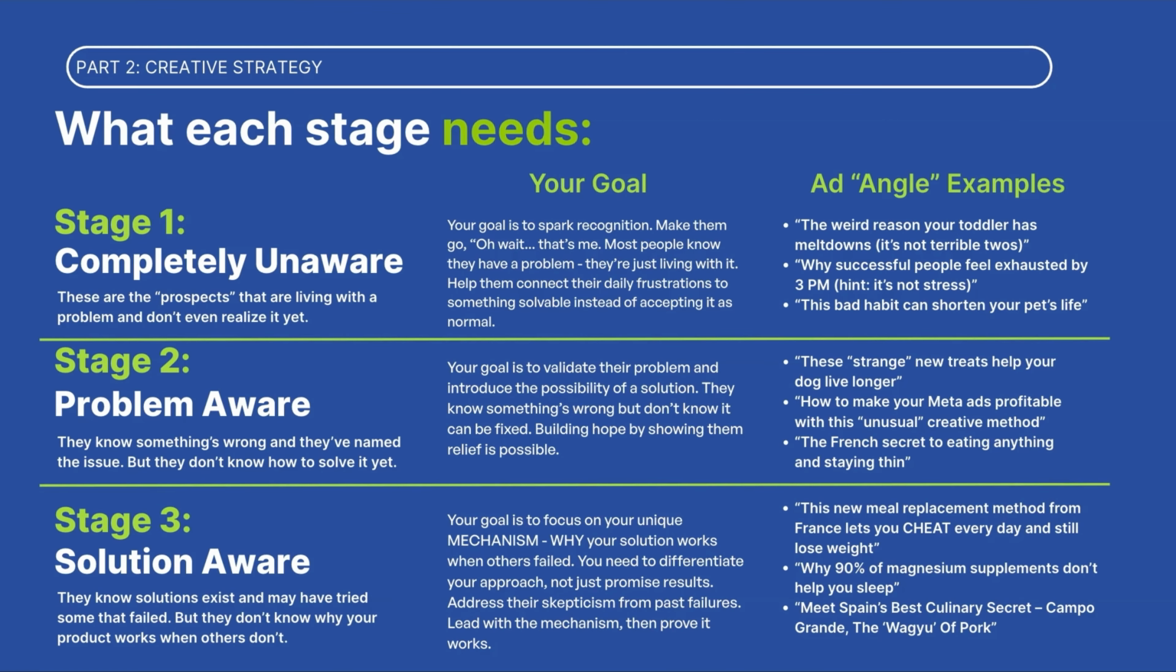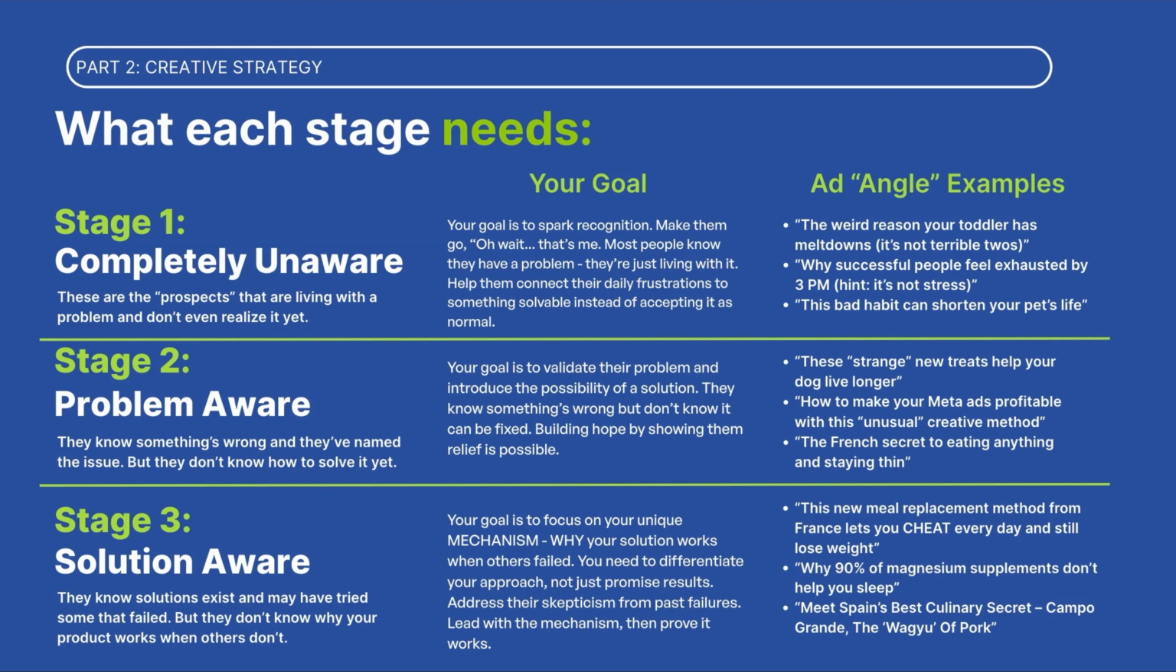Let's review exactly what each of the stages of awareness needs from your ad creative. Stage 1. Completely unaware. These prospects are living with a problem and don't even realize it yet. Your goal is to spark problem recognition. Stage 2. Problem aware. They know something's wrong and they've named the issue, but they don't know how to solve it yet. Your goal is to validate their problem and introduce the possibility of a solution.